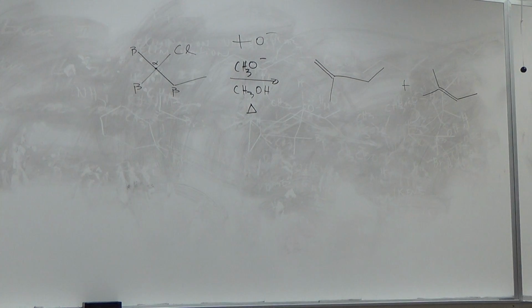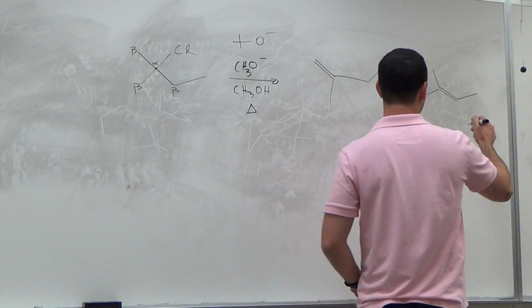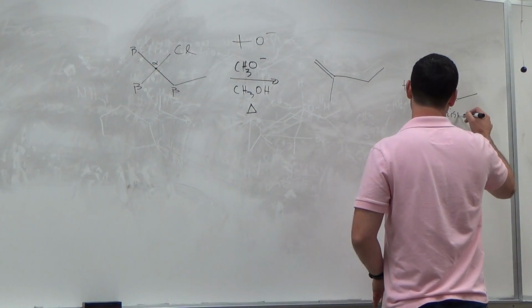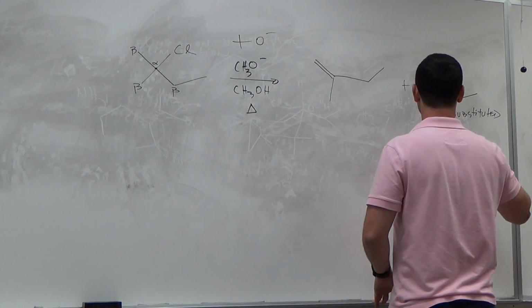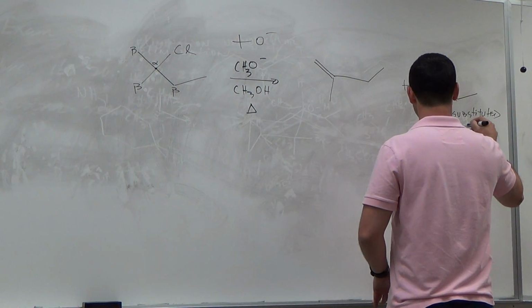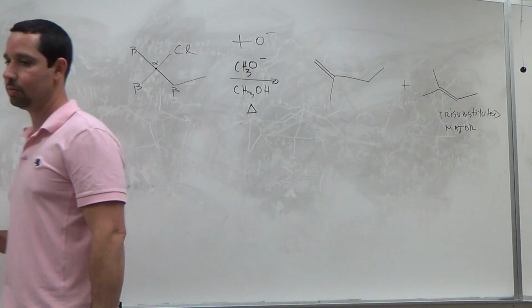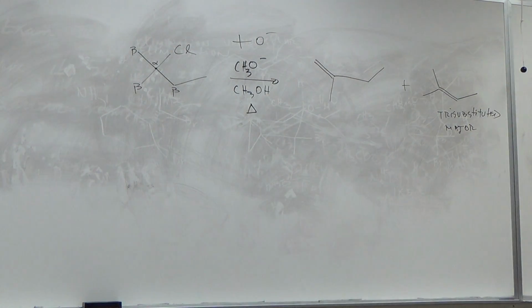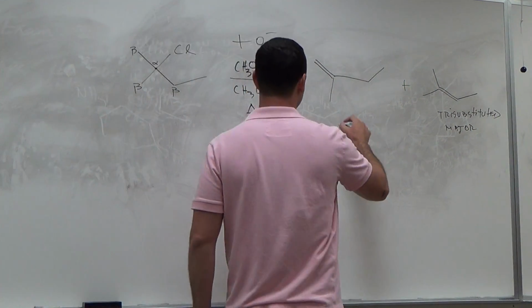Which one is the major product? The trisubstituted. This is trisubstituted. This is the major product according to Zaitsev's rule. You wouldn't need to draw the double bond to the bottom because it would be the same as the first one that you drew? Yes. Okay. This is mine.